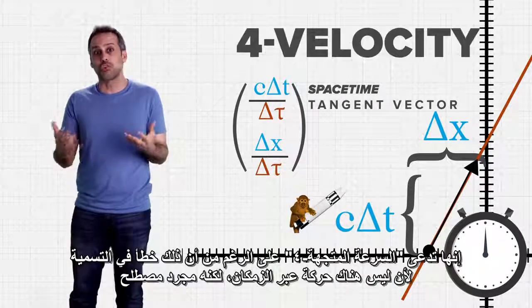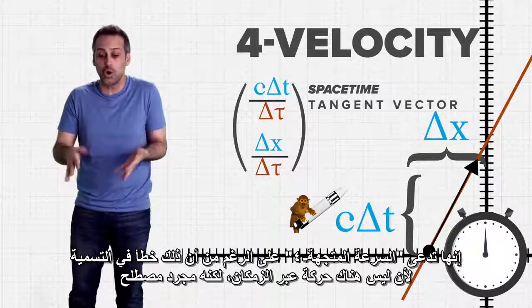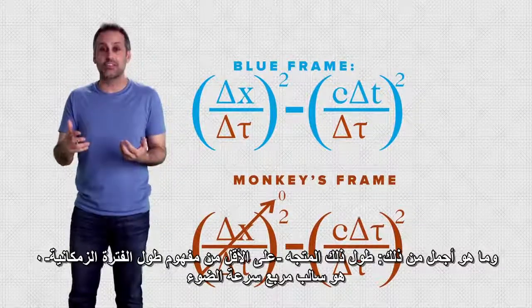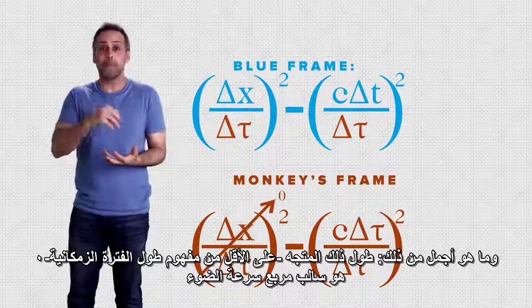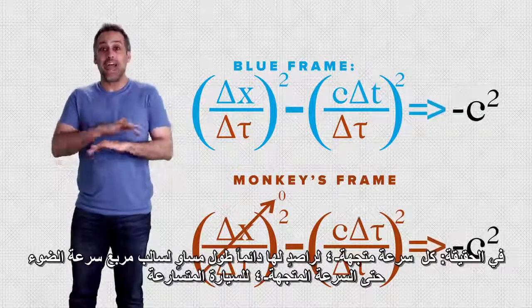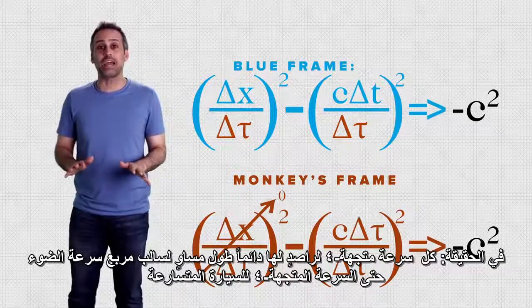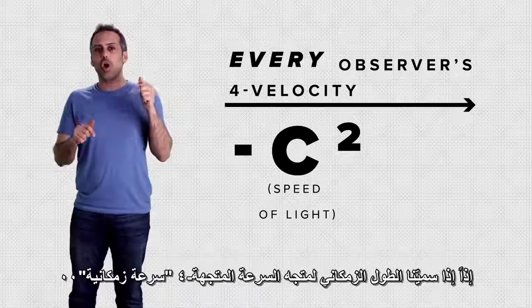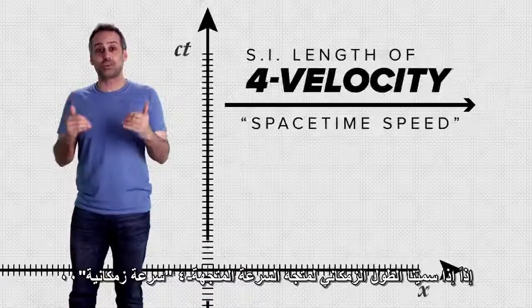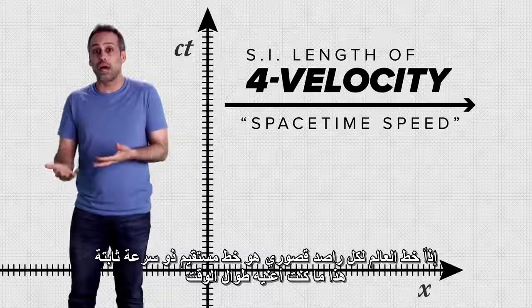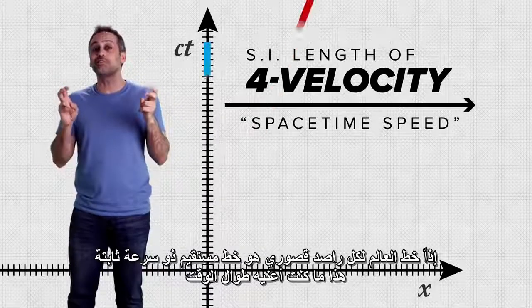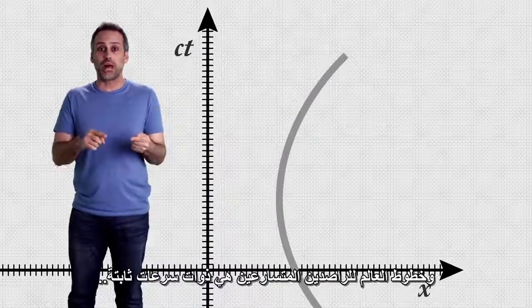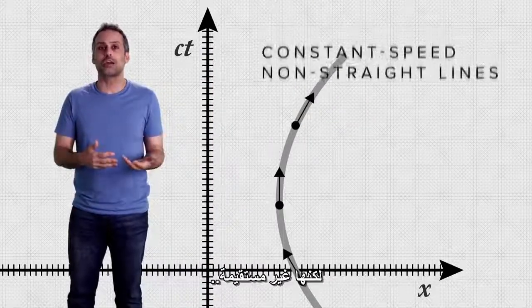It's called the monkey's forevelocity, even though that's a bit of a misnomer since there's no motion through space-time. Just a term. And more interestingly, the length of that vector, at least in the sense of space-time interval length, is minus the speed of light squared. In fact, every observer's forevelocity always has a length of minus the speed of light squared, even the accelerating car's forevelocity. So if we call the space-time length of a forevelocity vector a space-time speed, then the world line of every inertial observer is a constant speed straight line. That's what I've been meaning all along. And accelerated observers' world lines are constant speed non-straight lines.